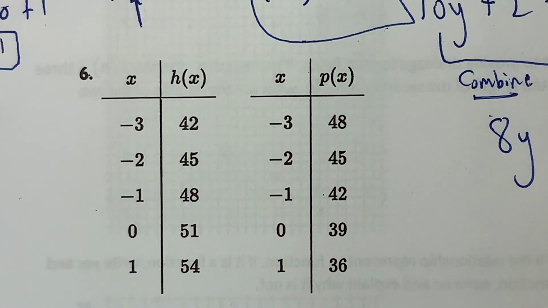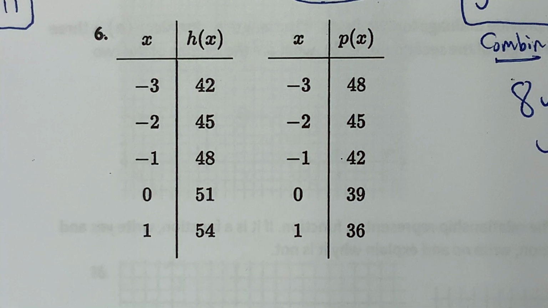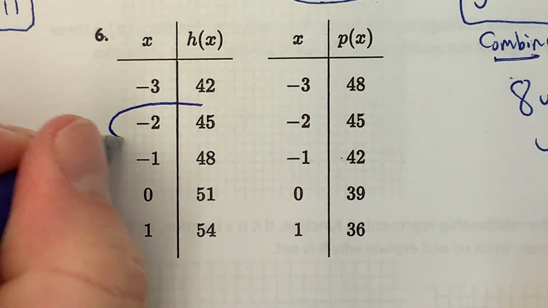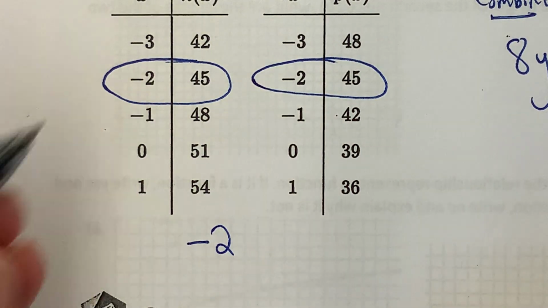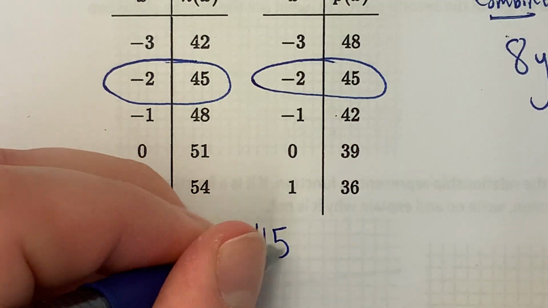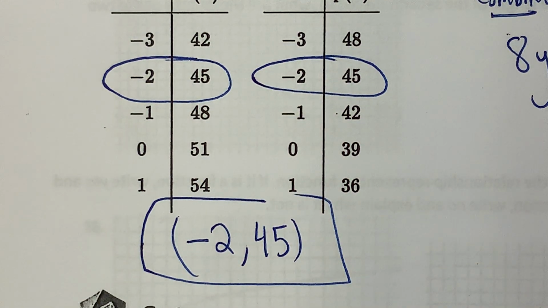Let's see if you guys can find the matching coordinate. If you know where it is, go ahead and circle it, and that's the solution. You should have circled this one. The solution is -2, 45. That's the solution. All right, we're moving on.